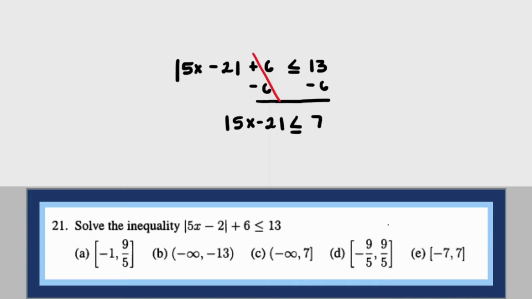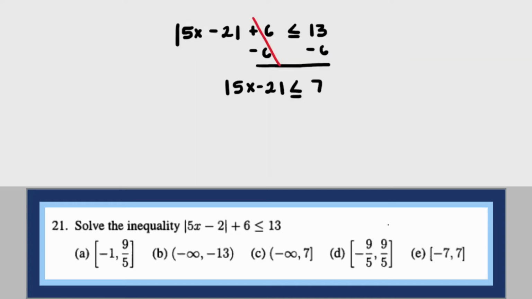Alright, so now that we're here, when we're dealing with anything with absolute values, we're going to split it up into a negative and positive version. For our negative version, we write what's inside the absolute value signs, which is 5x minus 2. Because this is a negative version, we make this become 5x minus 2 greater than or equal to negative 7.